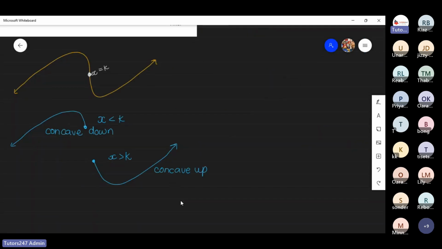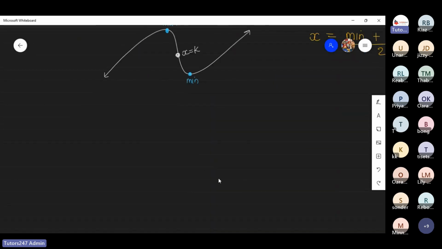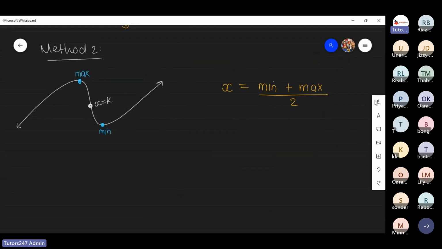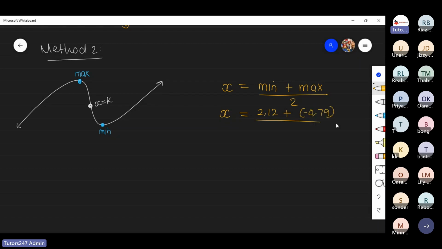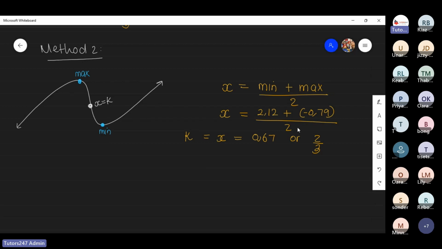So for us to calculate our point of inflection using the second method, all we need to do is substitute into this formula or calculate the midpoint. So 2.12 plus negative 0.79 all over 2. And if you put that into your calculator, you'll end up with 0.67. And we know 0.67 is just 2 over 3. So that is our value of K. That is the second method that you can use.